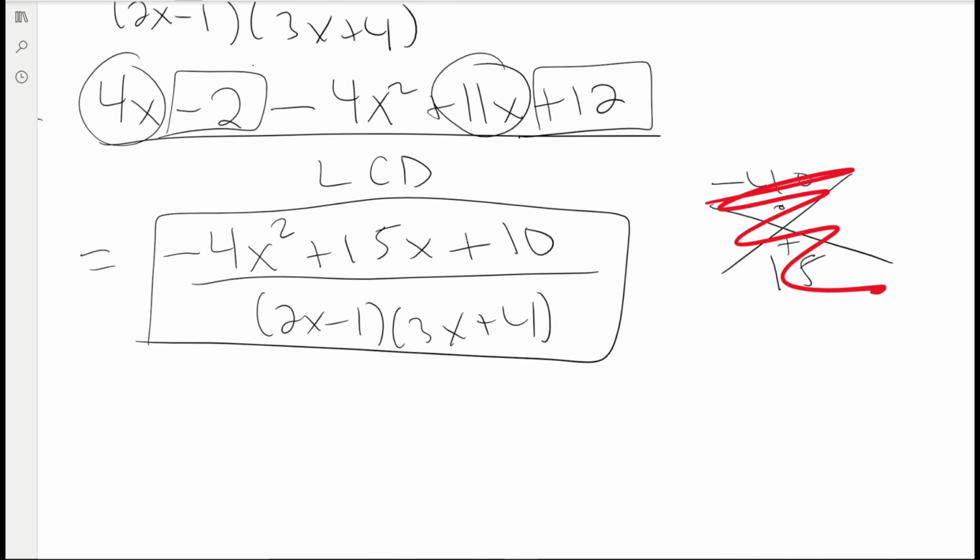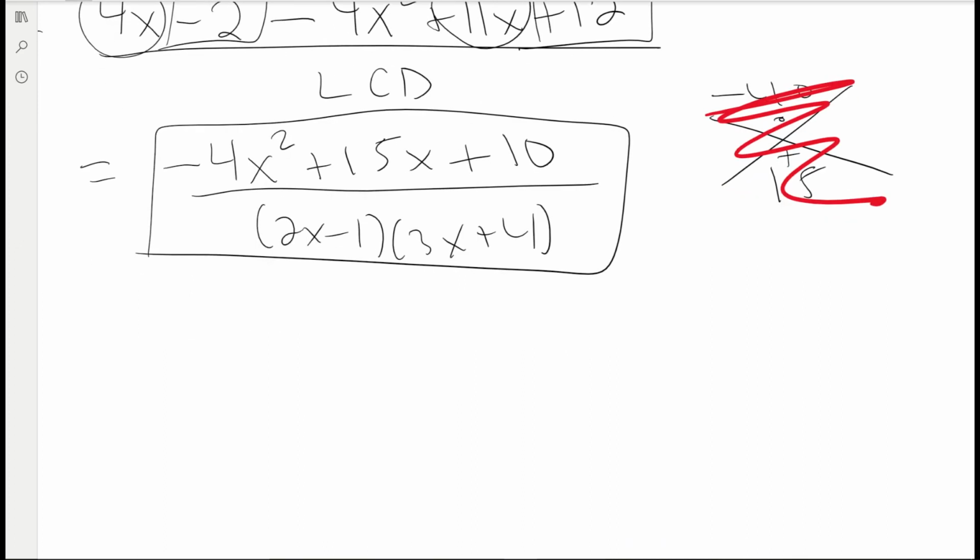Now the reason why I check to see if it factors is because if you have two of the same factor, one on top, one on bottom, they can cancel. So for example, let's just say for instance, it factored as 2x minus 1 and negative 2x plus 10 or something like that, just to make something up.